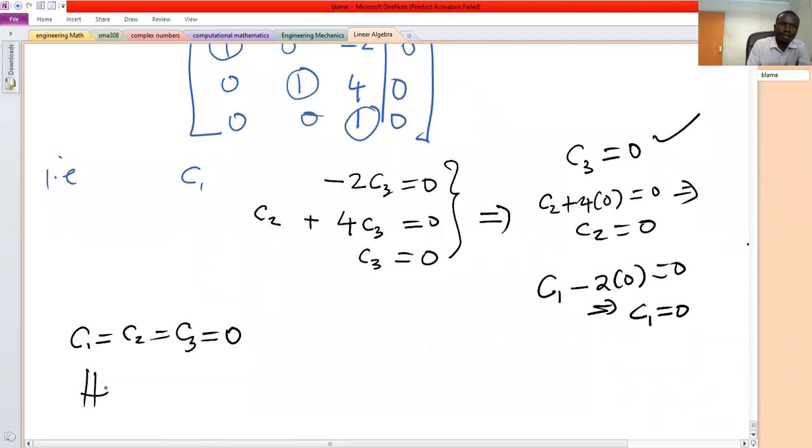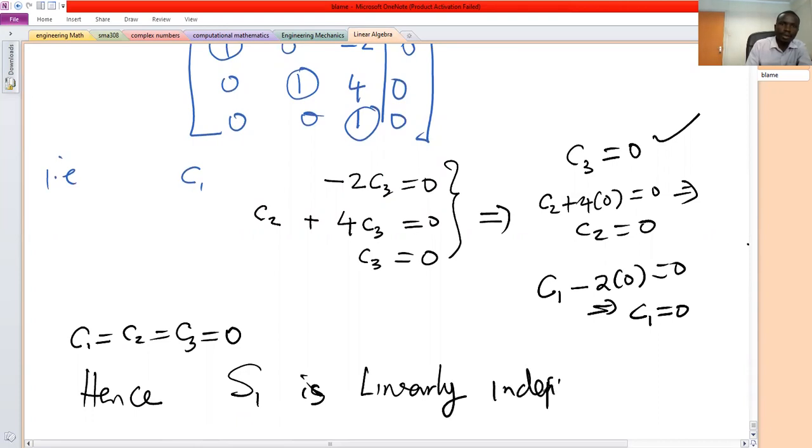Hence, S1 is linearly independent. So whenever you find all the Ci's to be 0, that means the set we're dealing with is linearly independent.